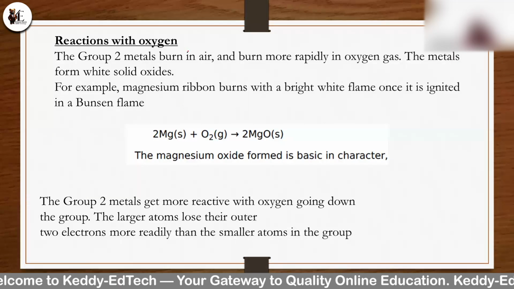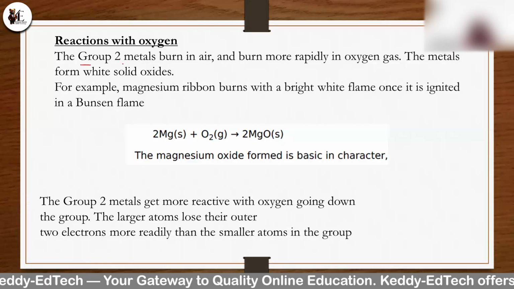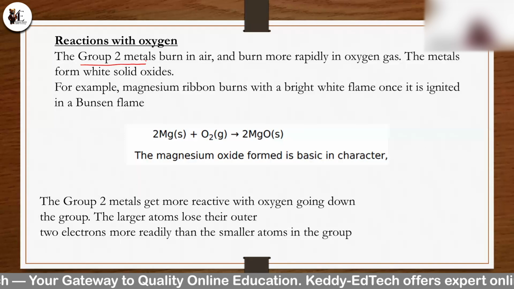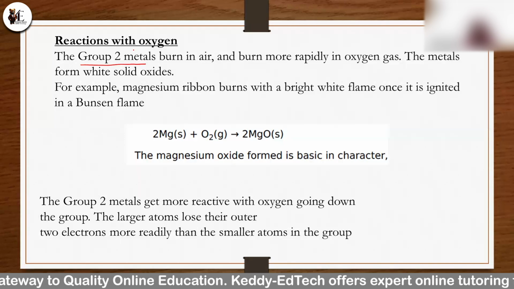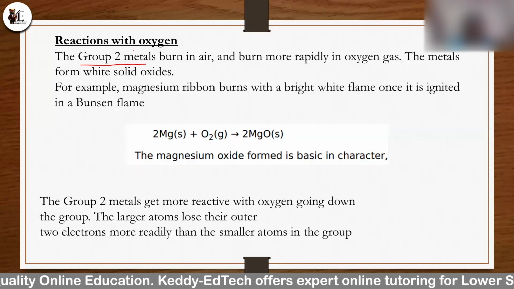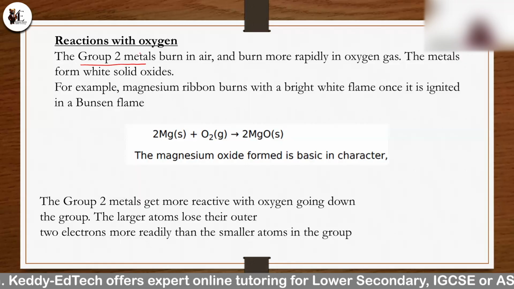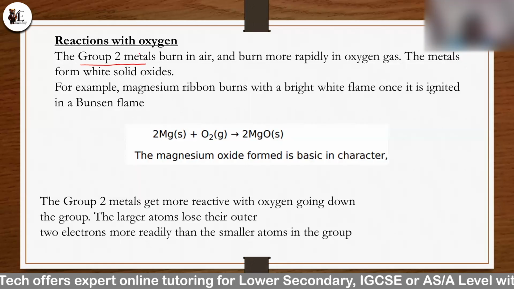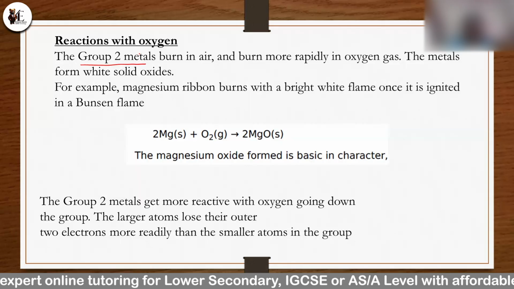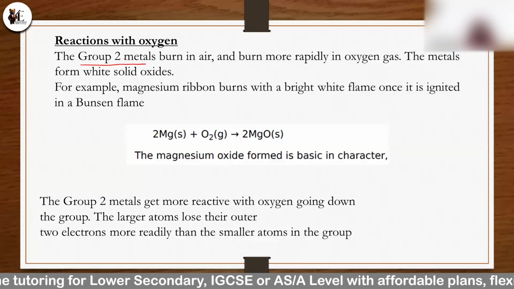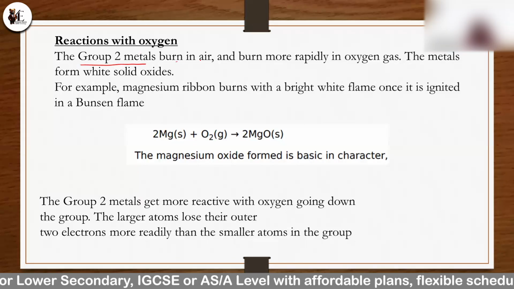Okay, so group 2 metals. I think you know what group 2 metals are. Can you tell me the names? Alkaline earth metals. Yes. Now tell me the names of the elements. Beryllium, magnesium, calcium, strontium, barium, and radium. Yes. So all these group 2 metals burn in air.